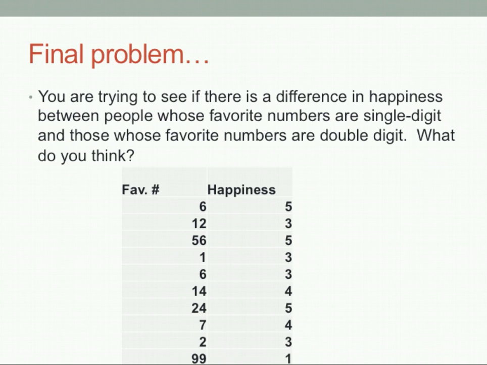And then the final problem. Here I'm asking you to see if there's a difference in happiness between people whose favorite numbers are single digit and those whose numbers are double digit. What do you think? This is the type of question that is difficult. I expect it would take you some time. If you can work through this problem and you get it right, I'm pretty sure that you will be just fine on the test. This is kind of the last gauntlet problem. But I also want to let you know that the problems on the test are not going to be as hard as this one. So this is almost like we're over practicing. We're working towards something that's even harder than what you're going to be tested on.